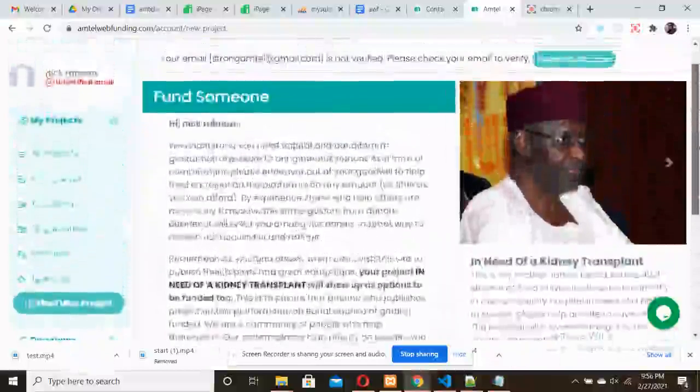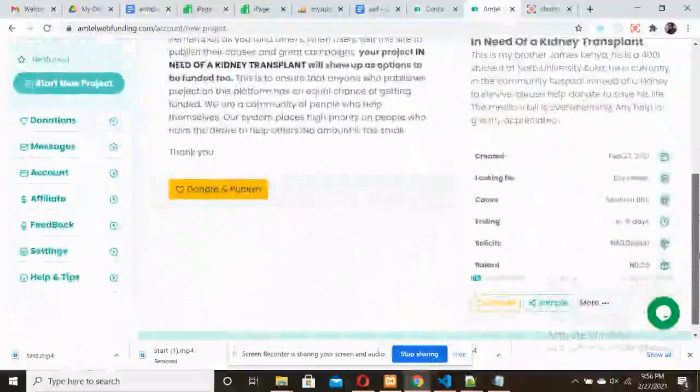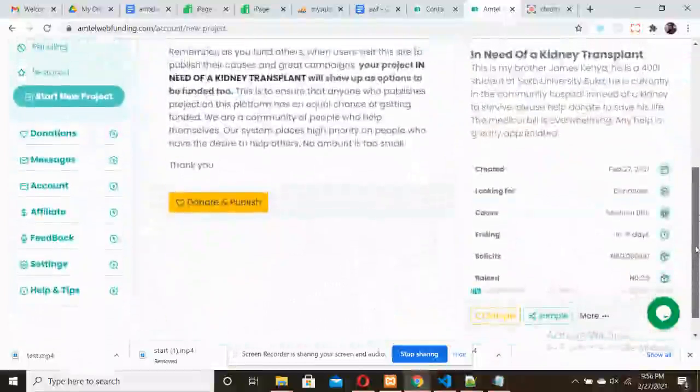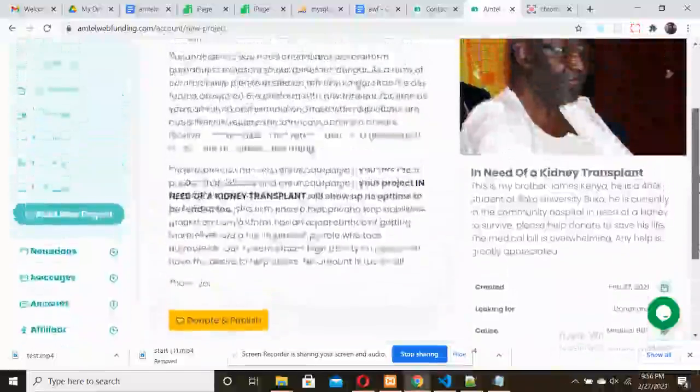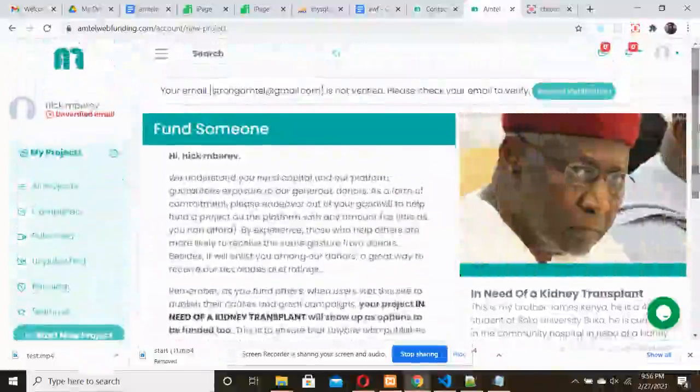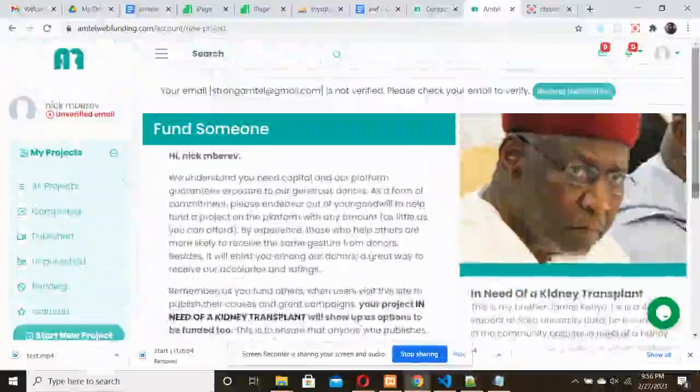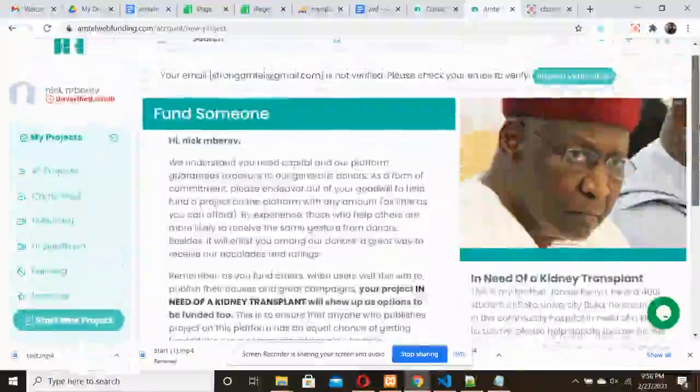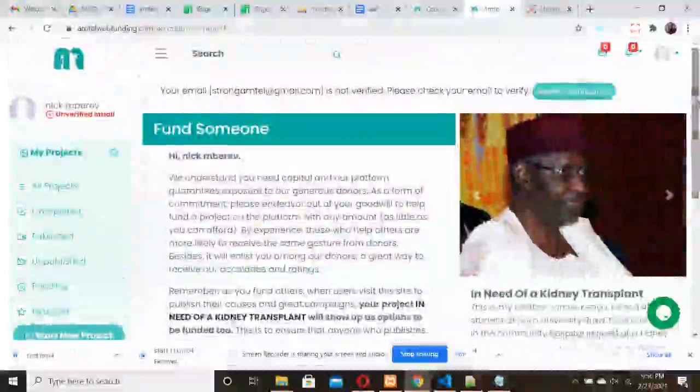And AmtelWebFunding from their end may use their social media handles as well to actually spread your project and share it to their network, and people will actually look at your project and help you fund it. Yeah, so that's it, guys. That is just it about fundraising with AmtelWebFunding.